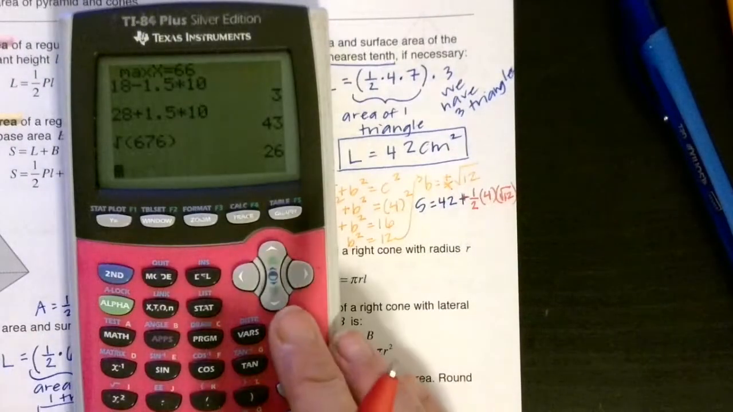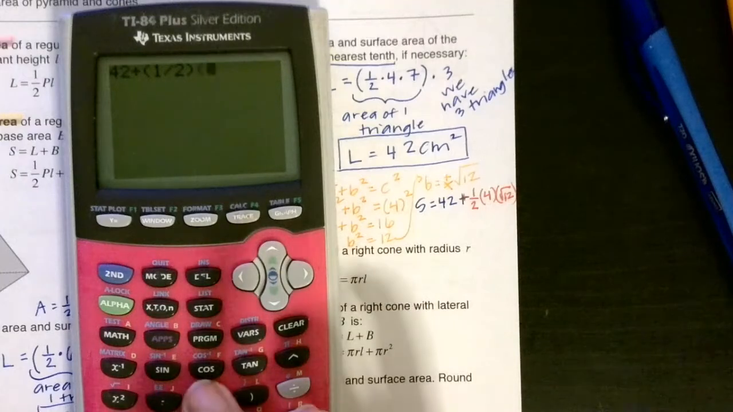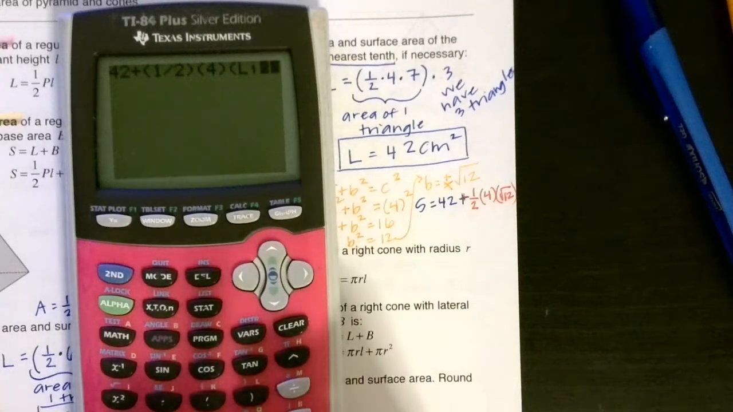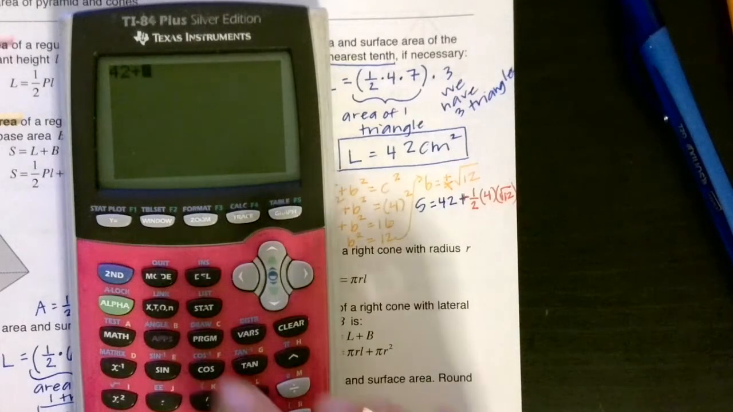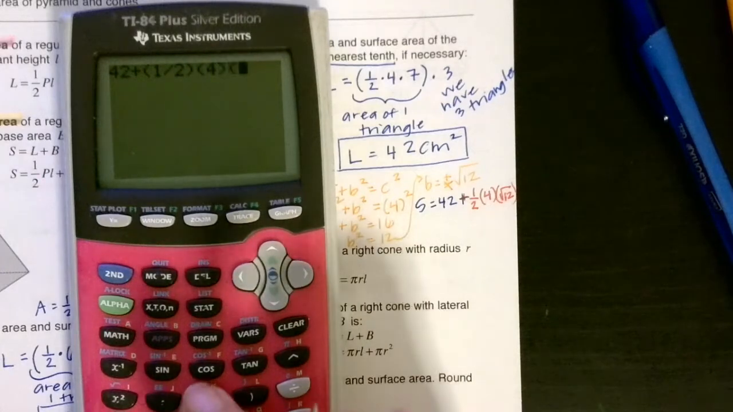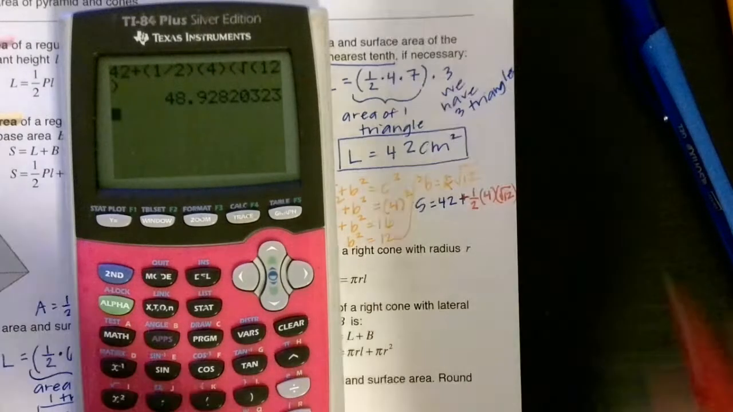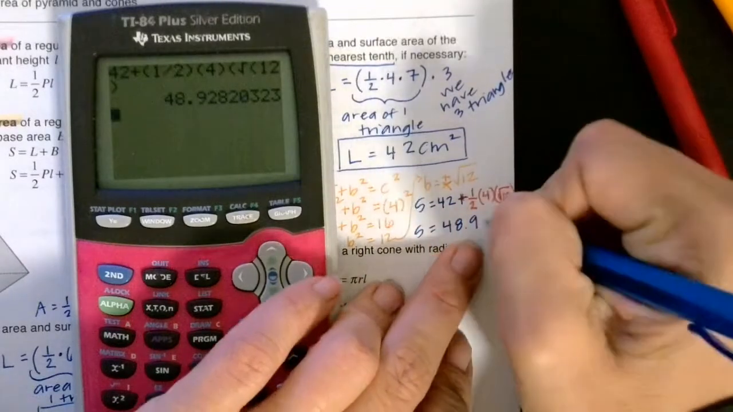So I'll do that in my calculator right here, just so that you guys can see what it would look like for me to punch it in. It would be 42 plus 1/2 times 4 times square root 12. So I'm just using parentheses instead of writing square root 12. Don't you love when you do what I just did and accidentally push clear? There we go. So this gives me that the surface area is 48.9 centimeters squared.